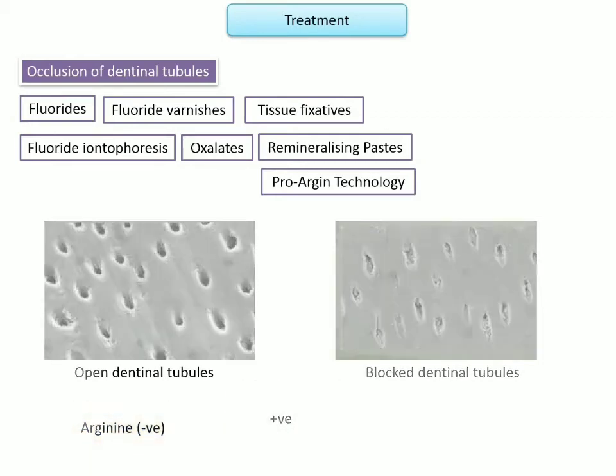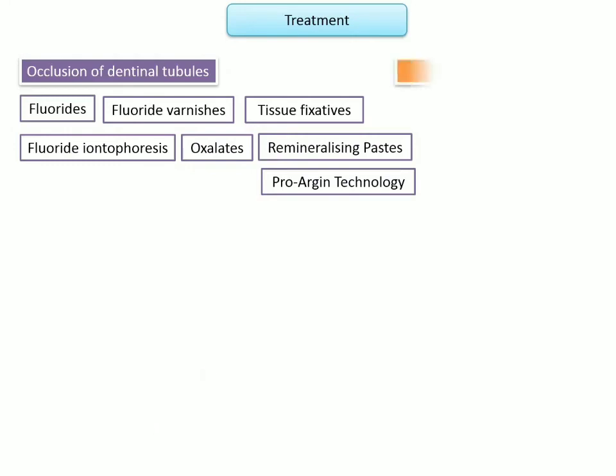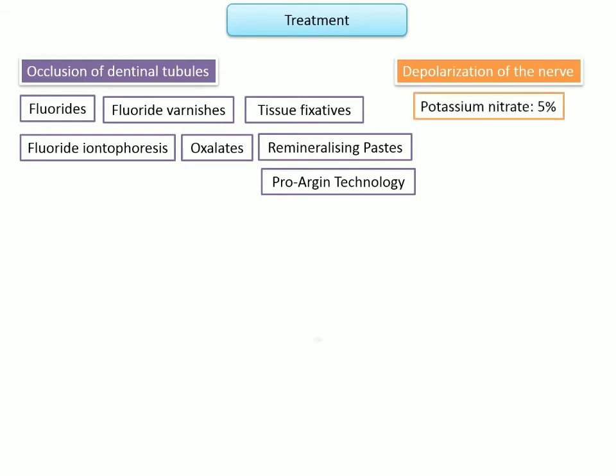Now coming to the second major group of desensitization products, which work by depolarizing the nerve that transmits the pain response. So after the nerve is depolarized, it cannot repolarize, and this diminishes its excitability. The ingredient that produces this effect is potassium nitrate. According to the FDA, for potassium nitrate toothpaste to claim to be desensitizing, it must contain 5% of the ingredient.